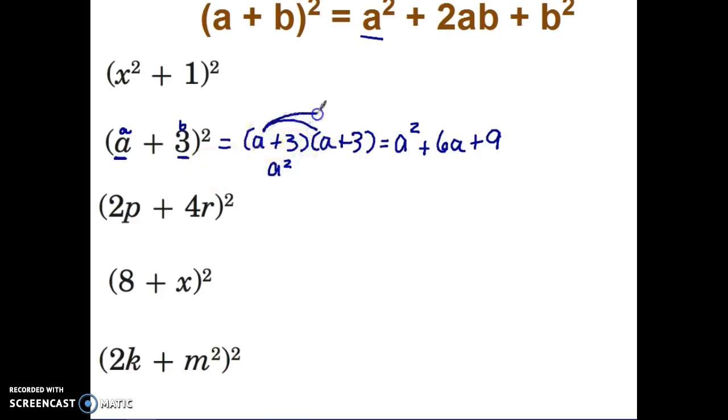Yes, you can FOIL every time. Yes, Zach, I hear you. You can FOIL every time. Why do I have to do this when I could just FOIL? Yes, you can FOIL every time.